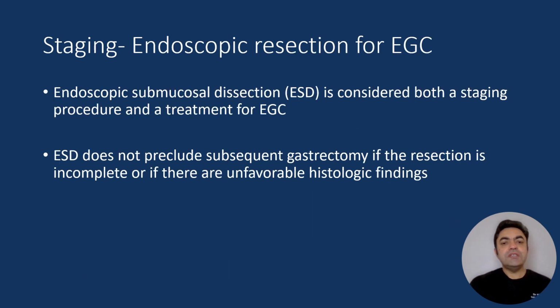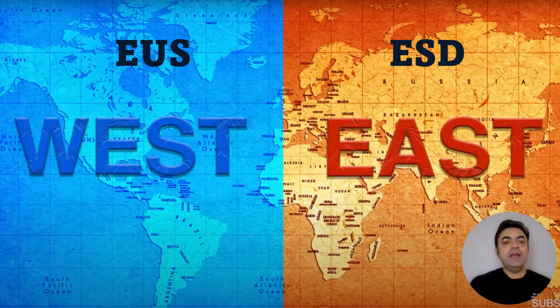Also, the endoscopic submucosal dissection is considered both as a staging procedure and a treatment for early gastric cancers. And the additional advantage is that ESD does not preclude subsequent gastrectomy if the resection is incomplete or if there's unfavorable histological findings. And because of this, there's an east and west divide. So whereas in the West, we tend to do EUS for patients with early gastric cancers, and only if it's favorable do we move on to ESDs, whereas in the East, they tend to move on first to the ESDs, and if the sample suggests unfavorable outcome, then gastrectomy is offered.